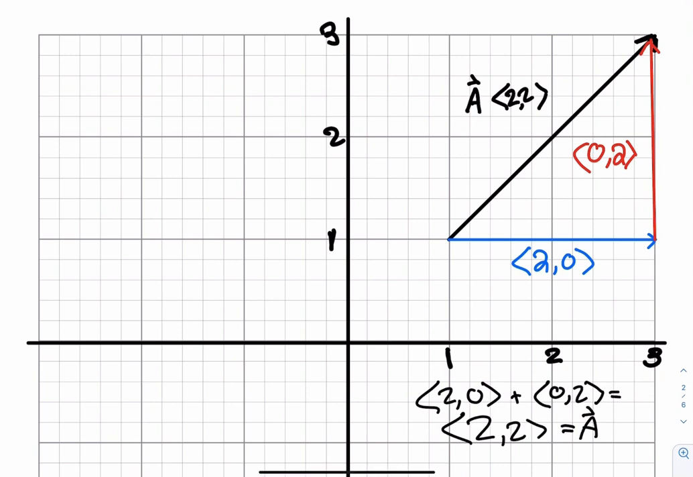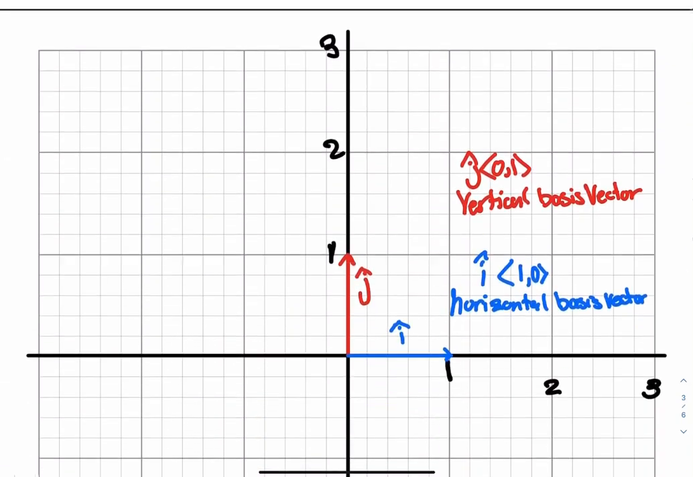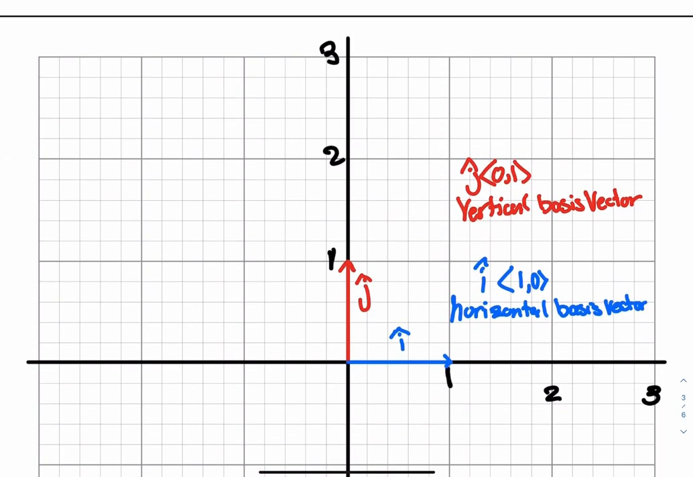As you may have noticed, this way of defining vectors can be used for any and all vectors in 2D space. So, what does this have to do with standard basis vectors? Well, the horizontal component of a vector will always be a scalar multiple of the horizontal basis vector i. And the vertical component will always be a scalar multiple of the vertical basis vector j.